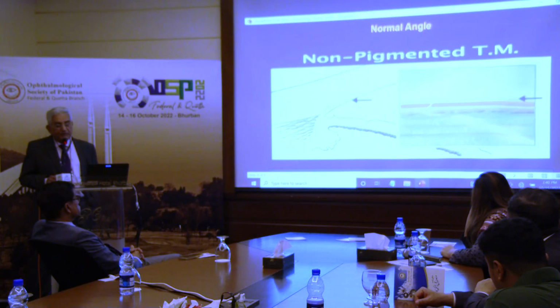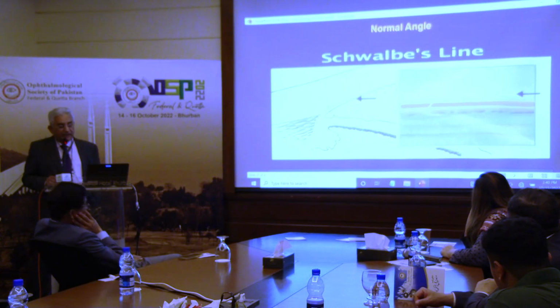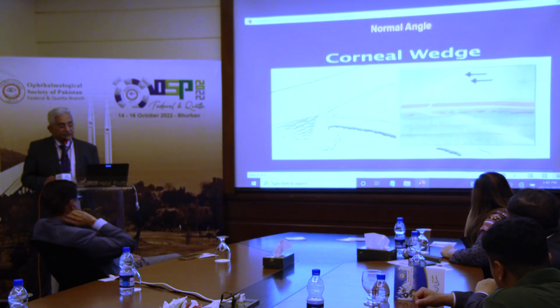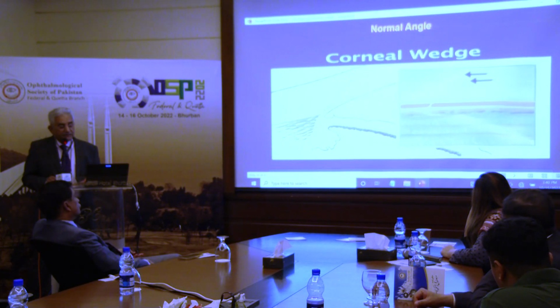This is a non-pigmented trabecular meshwork. If you keep hitting it, the ALT is not going to work. And that is Schwalbe's line. And the corneal wedge can be seen on top. Then that is the cornea there. So this is a diagrammatic representation of the corneal wedge.